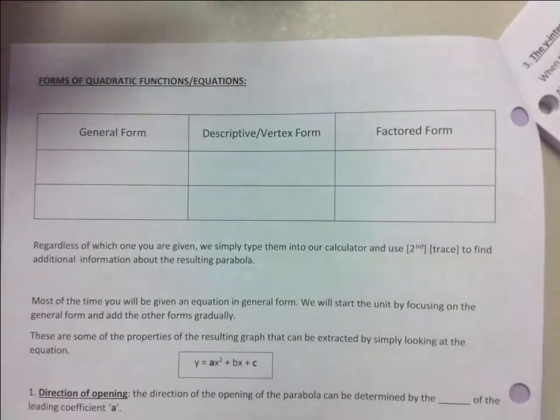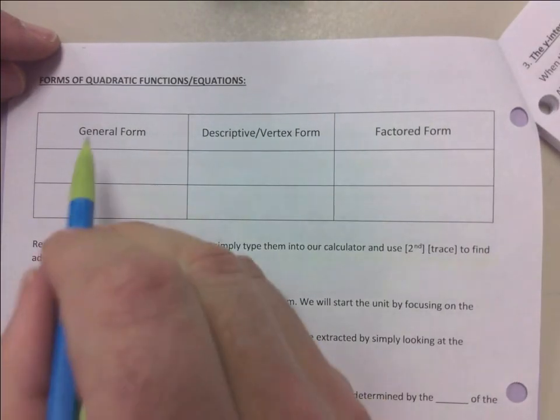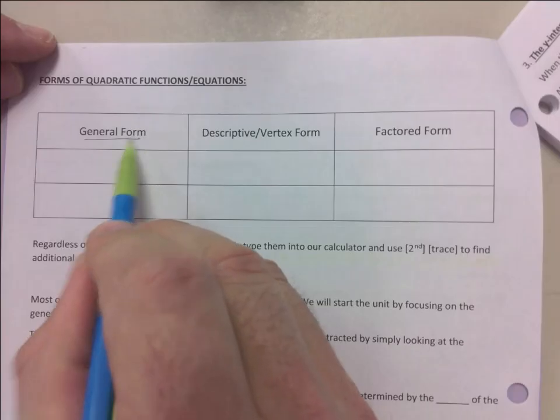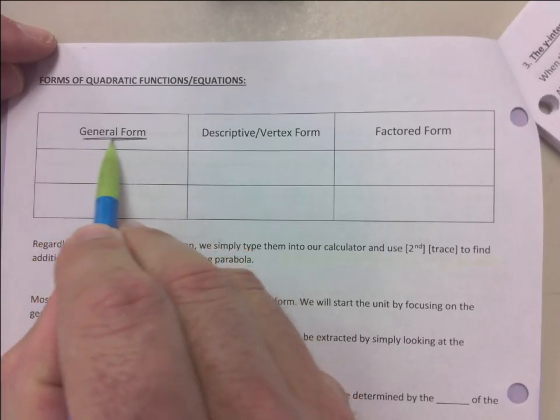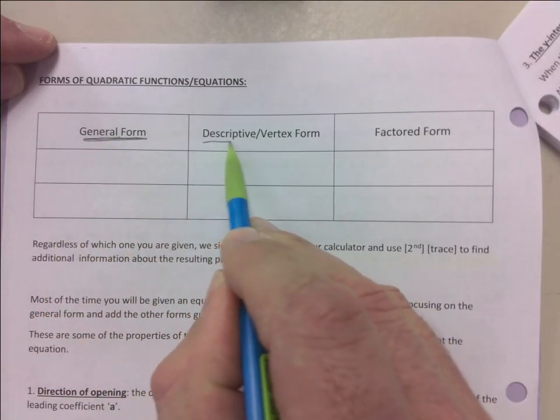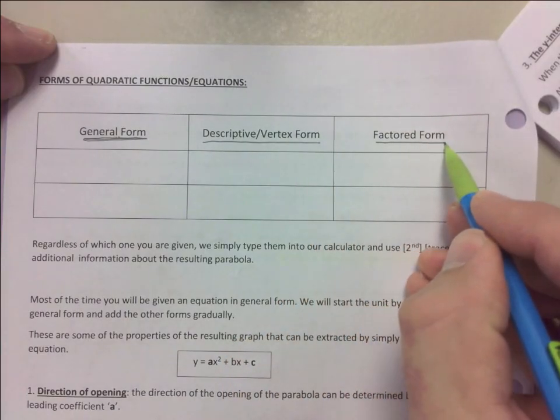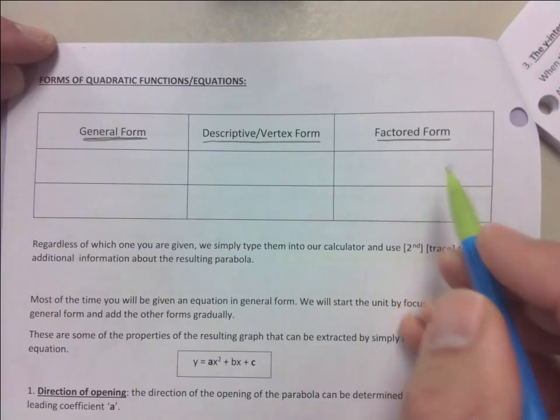Let's go to page 3 here at the very top. So I'm going to kind of overwhelm you with information today. I'm just going to be honest. The quadratic has the general form, most famous, most popular. Then there's the descriptive, the vertex form, and then there's the factored form. There's 3 ways to talk about it.